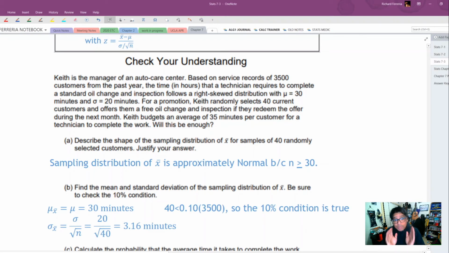And the sample size is 40. That's less than 3,500, which was the number of customers from the past year. So the 10% condition is true. Now remember, we need the 10% condition to be true because independence will be negligible when the 10% condition is true. And if independence is negligible, that means our standard deviation formula works. So we need independence. The 10% condition says that the sample size is small enough in relation to the population for independence not to play a factor in our calculations.